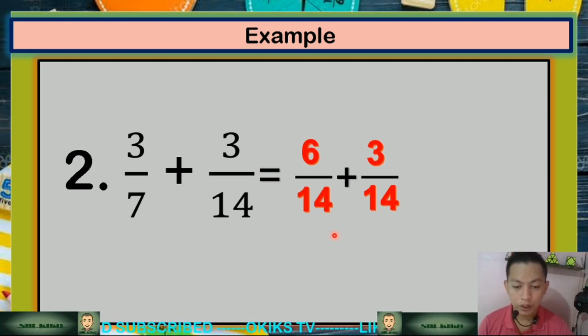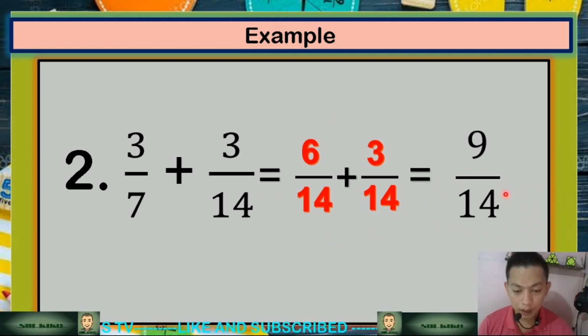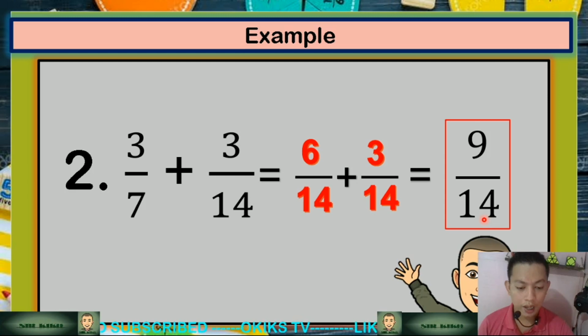Now we're going to follow the steps in similar fractions. You're going to copy the denominator. The denominator of these two fractions is 14. Then add the numerators, 6 plus 3. The answer is 9. Again, observe your answer to see if there is any common factor between 9 and 14. If there is no common factor between 9 and 14, and it cannot be expressed as a mixed number, that would be your final answer.